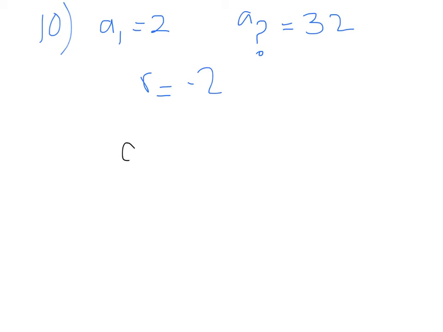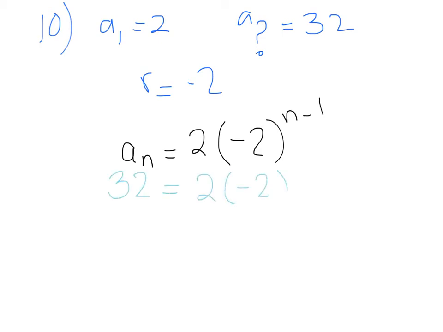So I know that a sub n equals a sub 1 r power n minus 1 in a geometric sequence. That's the explicit formula. So a sub 1 is 2, r is negative 2, and n minus 1. Okay, they want to figure out how many terms. Well, I know that 32 is the last term. If I can figure out the position of that last term, I'll know how many terms that is. So let's divide by 2 so that we can get the base by itself. And you'll have 16 equals negative 2 power n minus 1.